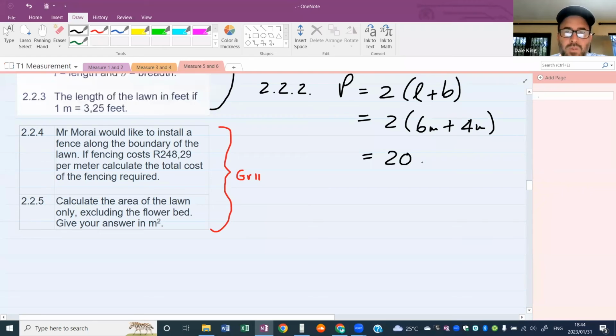Now, is this meters or meters squared? Can someone tell me in chat, please? Meters or meters squared? Yes, the guys are too quick. Meters. 20 meters. We all said meters. All right. Yes, it's not area. It's perimeter, which is a length. It's 1 dimension. So it's just meters.